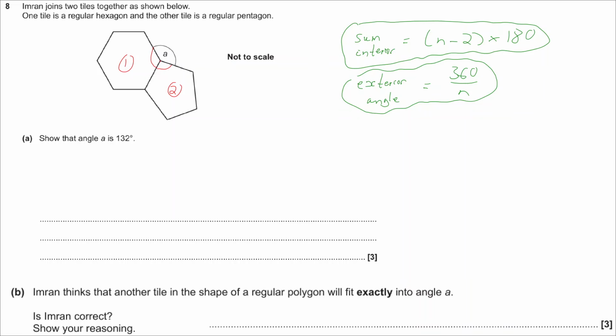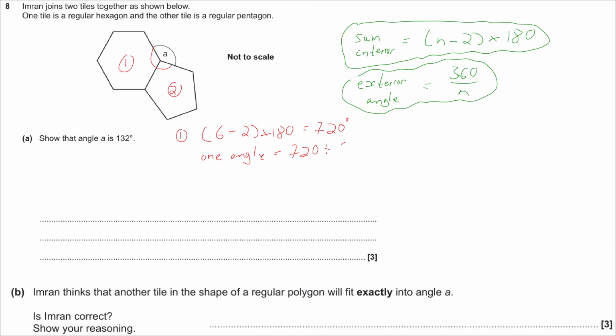So for the first hexagon, you've got 6 sides, so 6 take away 2, times by 180, and that's going to be 4 times 180, which gives you 720 degrees. So for one angle, you can just do 720 and then divide this by the number of angles. Of course, in a hexagon, you've got 1, 2, 3, 4, 5, 6 angles.